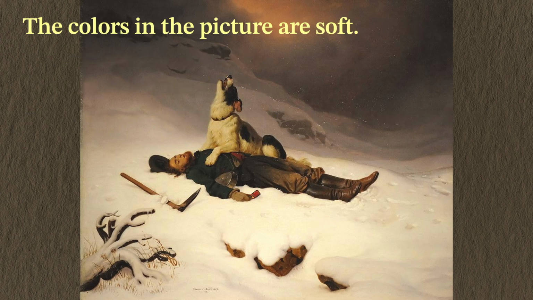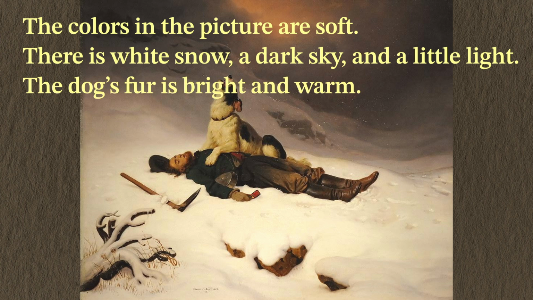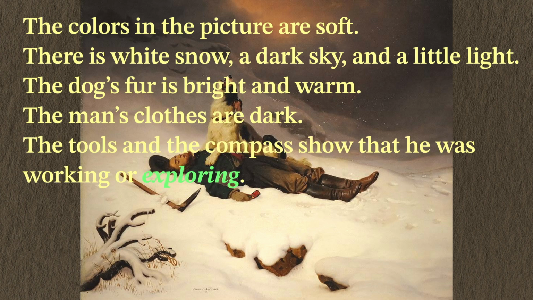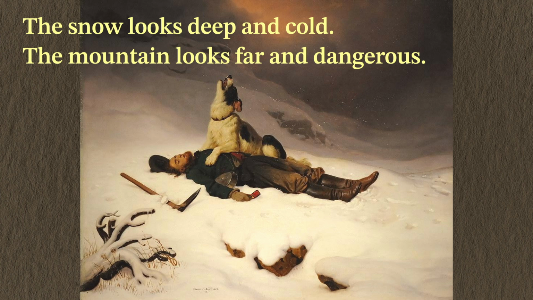The colors in the picture are soft. There is white snow, a dark sky, and a little light. The dog's fur is bright and warm. The man's clothes are dark. The tools and the compass show that he was working or exploring. The snow looks deep and cold. The mountain looks far and dangerous.